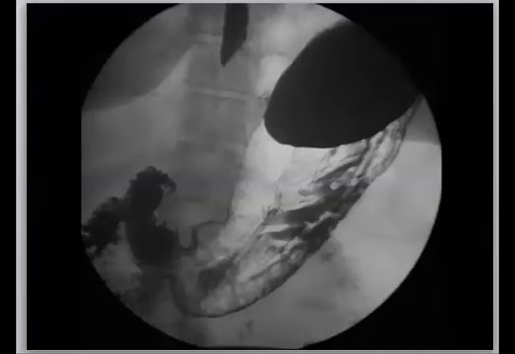Let's go to this one. You can see something here. So what is this? Maybe we can consider it multiple gastric filling defects, and we will start with polyps.